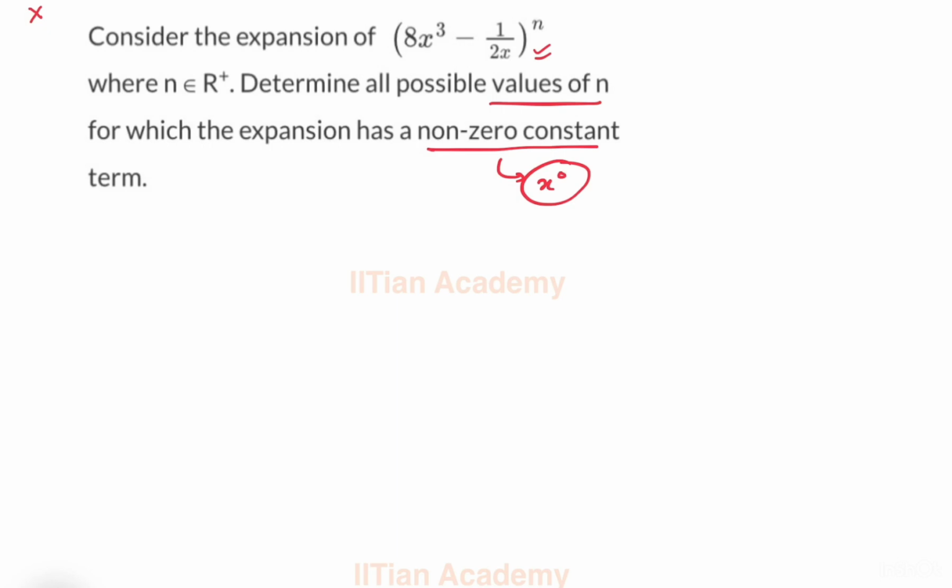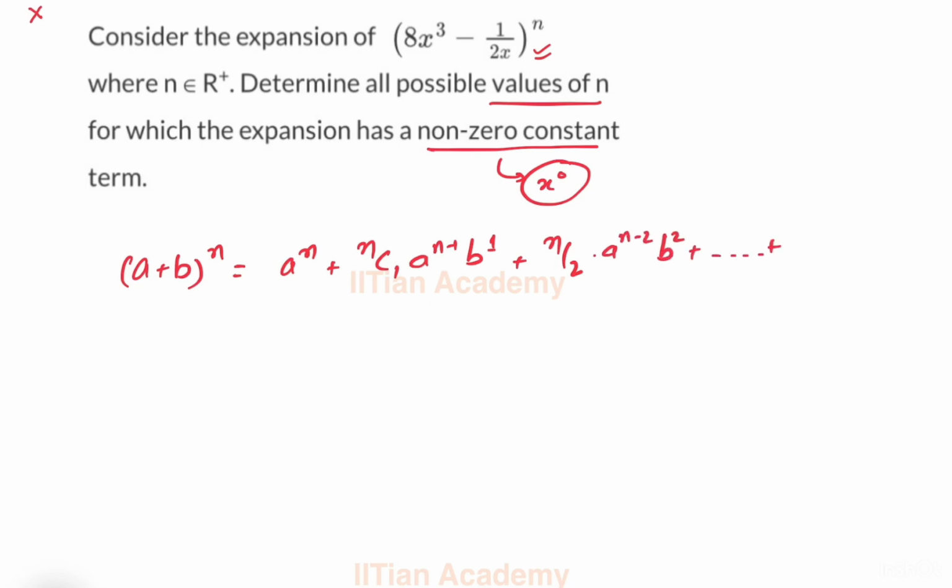Before moving forward, let us try to understand the binomial theorem. We know the expansion of (a + b) raised to the power n is nothing but a^n plus nC1 a^(n-1) b^1 plus nC2 a^(n-2) b^2 and so on, up to b^n. So what is the general term for this? The (r+1)th term is nCr a^(n-r) b^r.